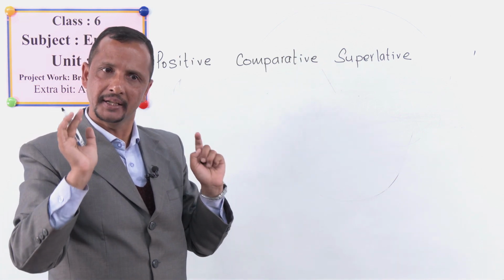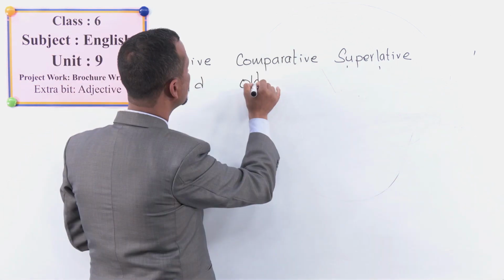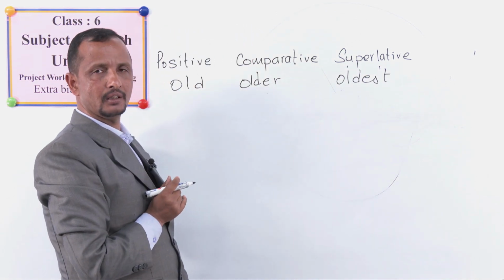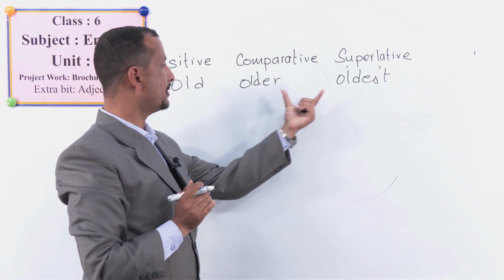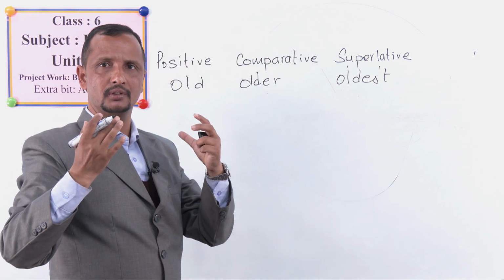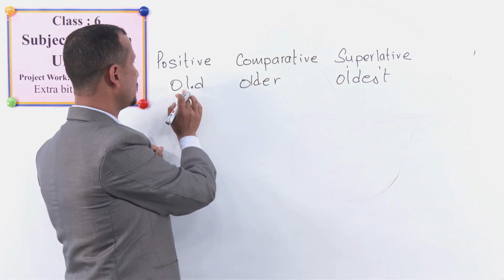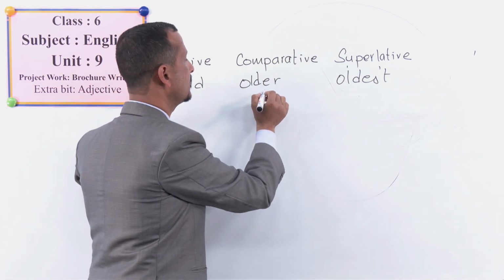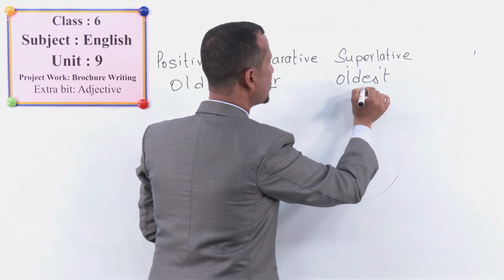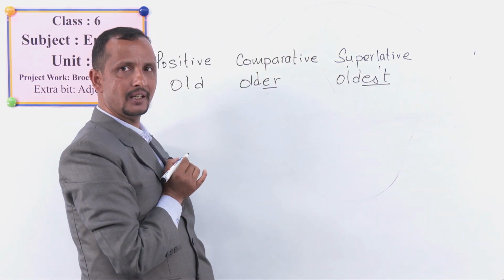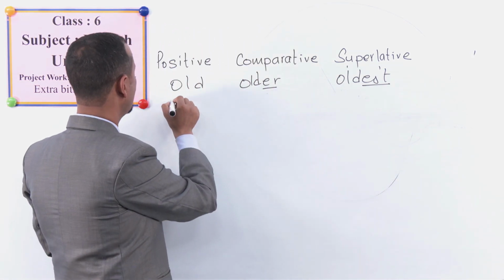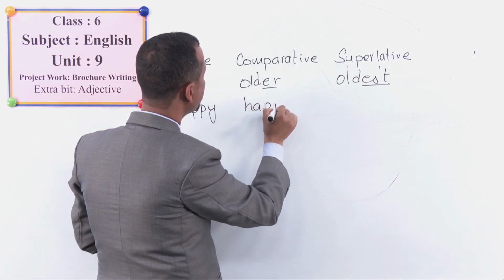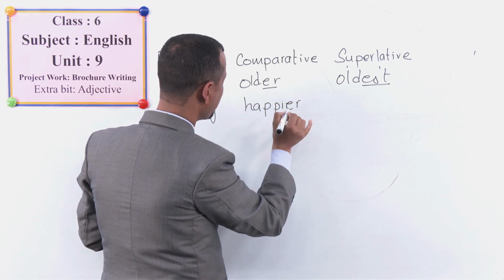For example, old, older, oldest. Yes, positive, comparative, superlative. Can you see the difference here? Old becomes older. What do we add over here? Just ER. And here it is EST. Let's see another example. Happy. Happier.